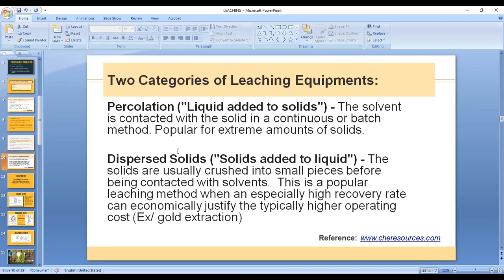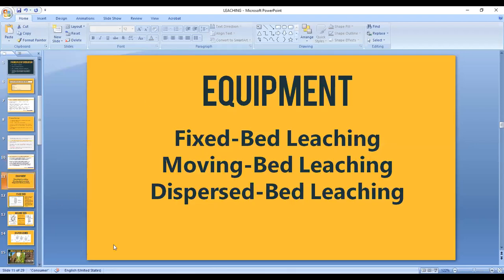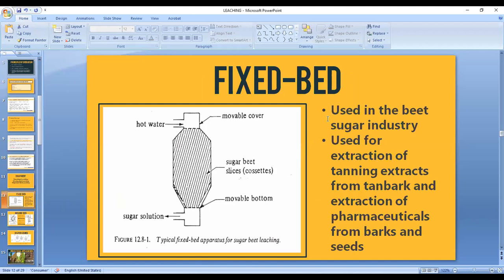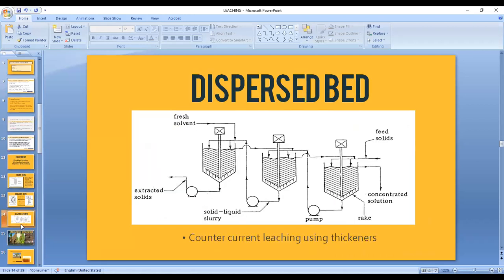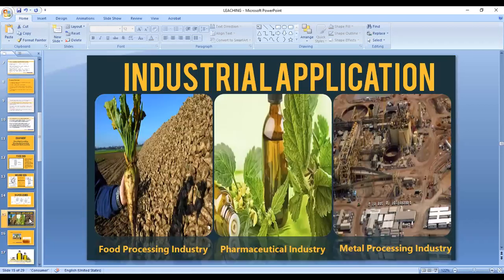Industrially, this is what is used, especially in the recovery of precious metals from mined ores. So dispersed solid is added to the liquid. Percolation, from the term percolate, is liquid added to the solid. So your equipment can be fixed bed, moving bed, or dispersed bed leaching. So I'd like you to read na lang this part, that way we can proceed with the other parts in here. I'm just covering the fundamentals.